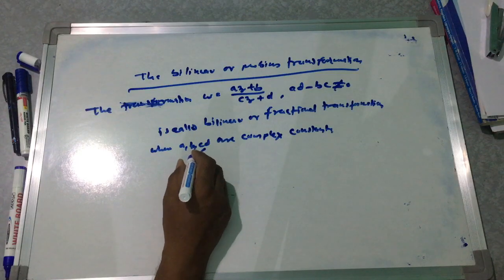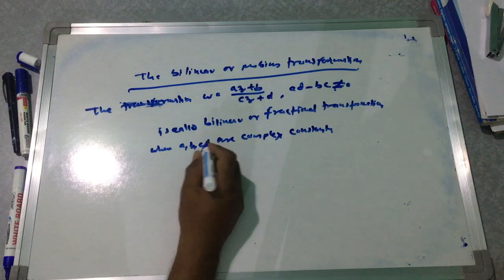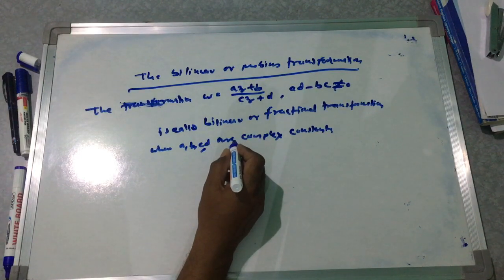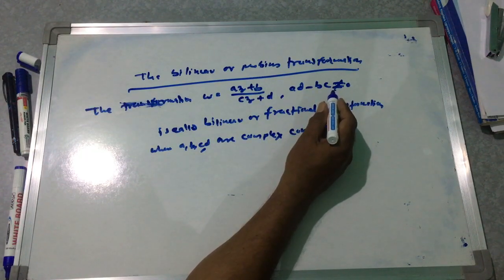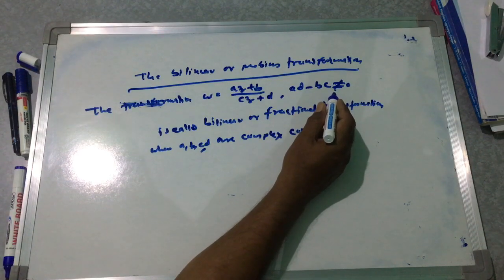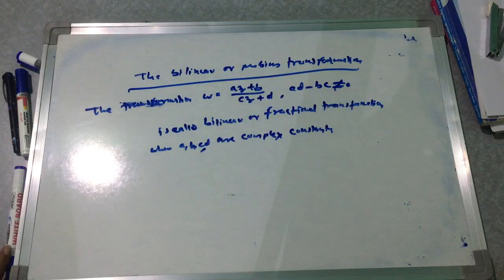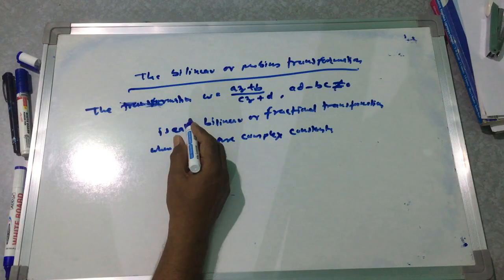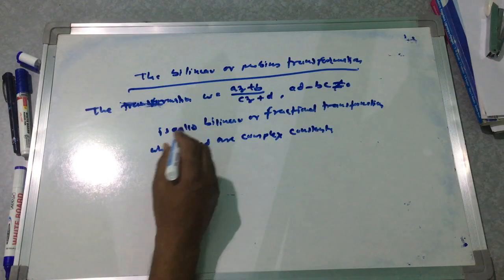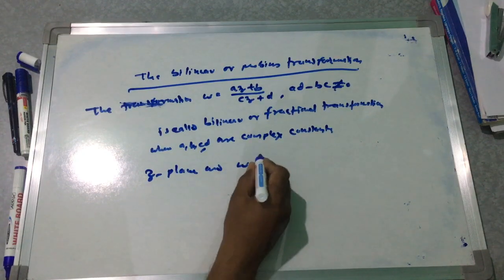So bilinear transformation or the Mobius transformation means the transformation W is equal to (AZ plus B) upon (CZ plus D), where AD minus BC should not equal 0. This is called a bilinear transformation or fractional transformation, where A, B, C, D are complex constants. Again, this transformation associates a 1-to-1 correspondence between the points of the Z plane and the W plane.